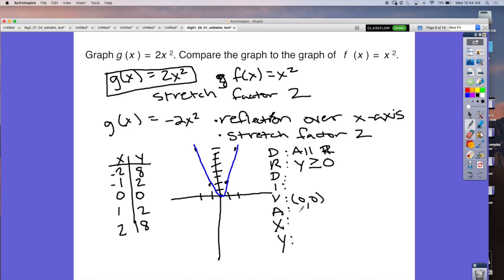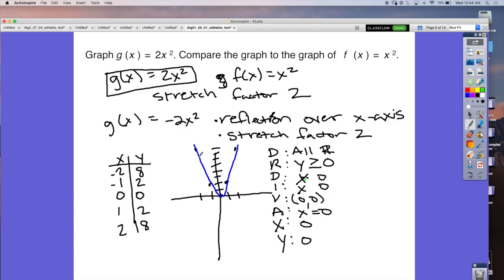Good. Axis of symmetry is? 0. Nope, it's an equation. So let's write it as x equals 0. Okay. The y-intercept is 0. Good. And then the x-intercept is also 0. Okay, decreasing and increasing. So you're always going to do it with the axis of symmetry. So it's going to be x something with 0.